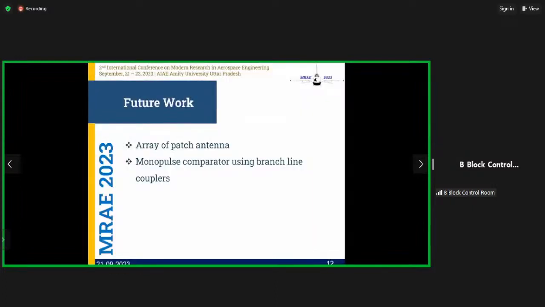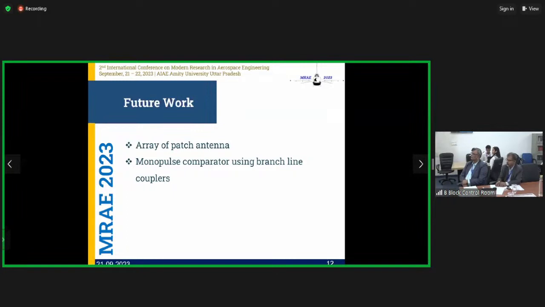So for future work, I have made one single antenna element. After that, using this single element, we can make an array of multiple antenna elements along with the monopulse comparator. The monopulse comparator can be made by branch line couplers to work as a monopulse tracking technique for radar systems and missile systems.